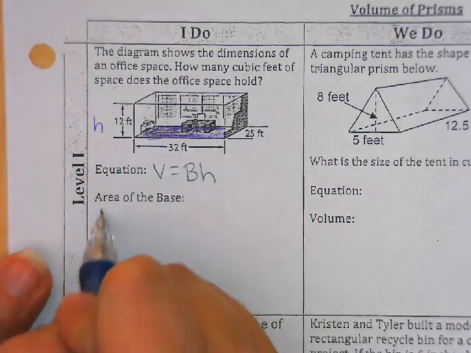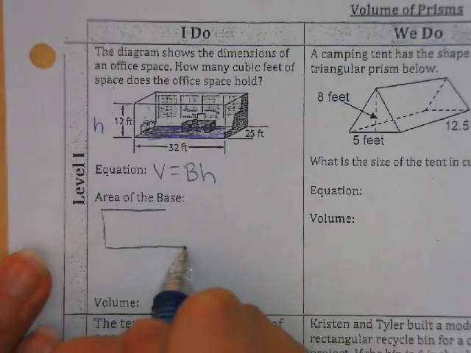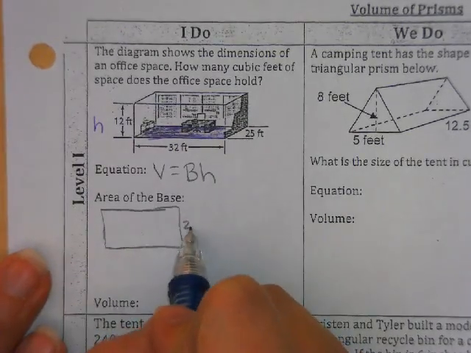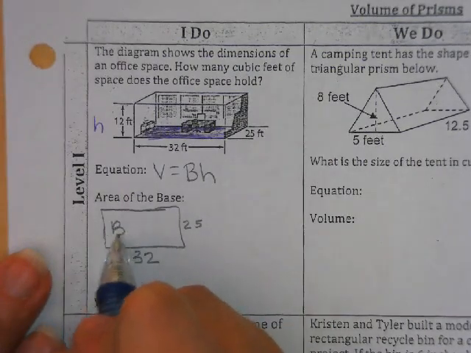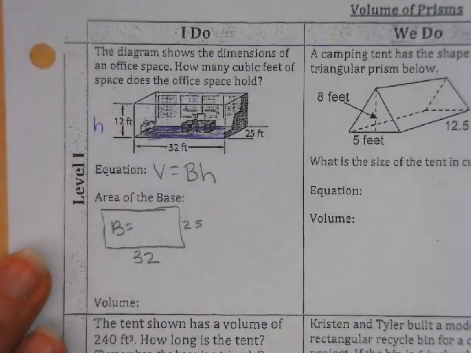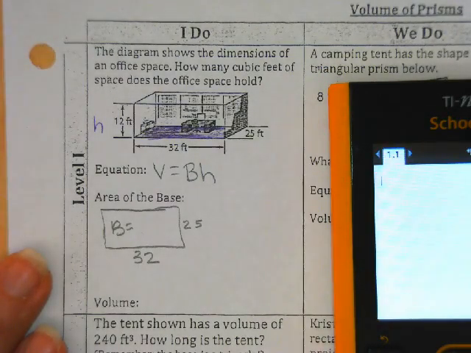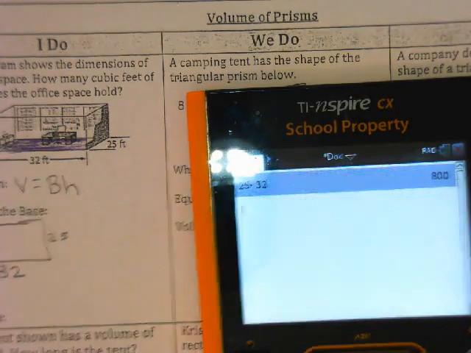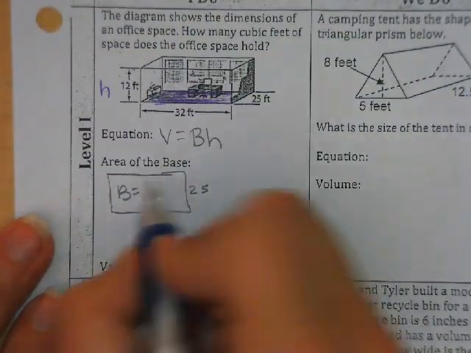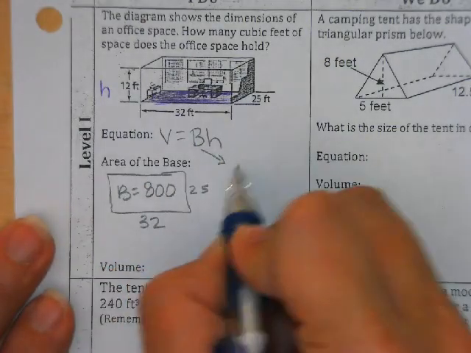So if I'm gonna draw it, guys, I want you to draw it, and you can write your big B in the inside. So this is a 25 by 32. What is my big B? How are we gonna get that? Yeah, we're just gonna multiply that, and we're gonna say 25 times 32. We get 800 square feet. So big B is 800.